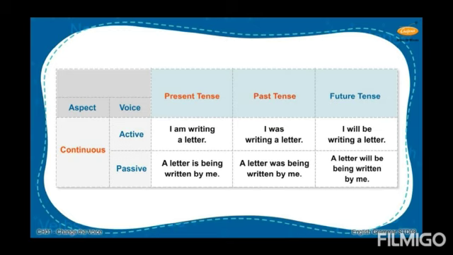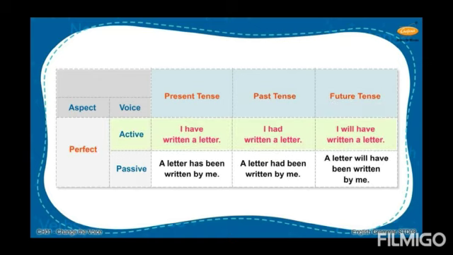Verb plus be plus ing. So the passive voice will be, a letter is being written by me. In the past tense, a letter was being written by me, and so on.